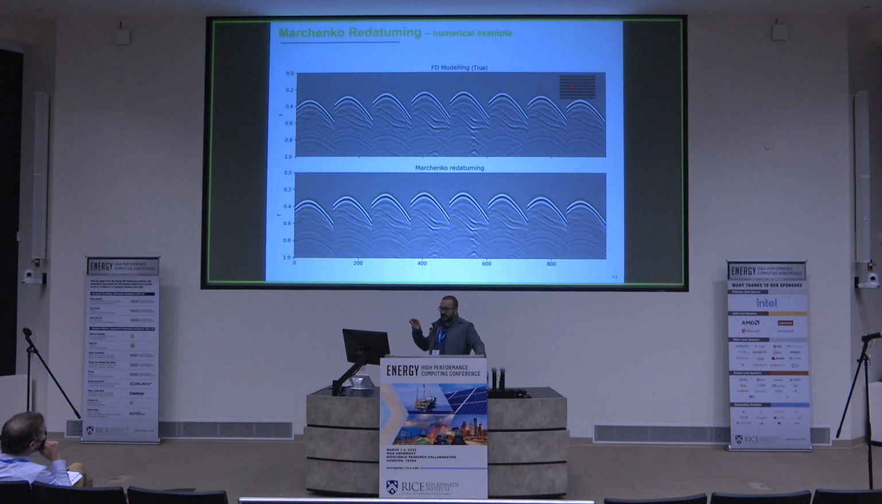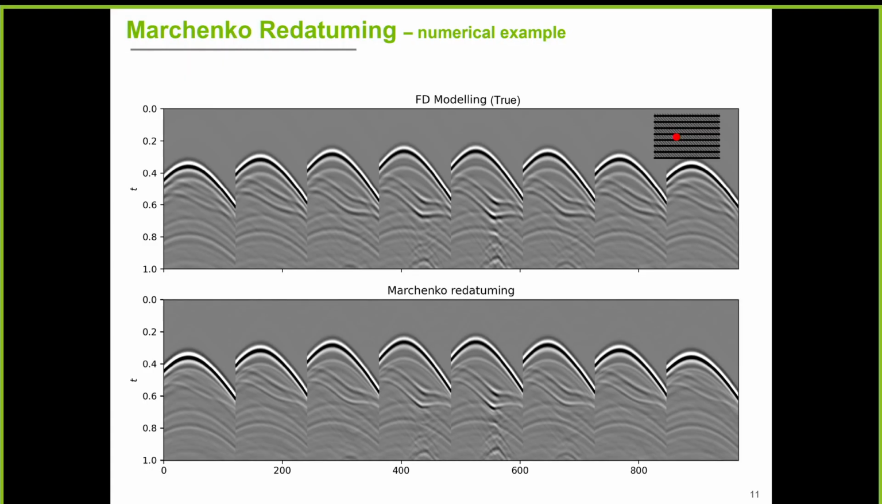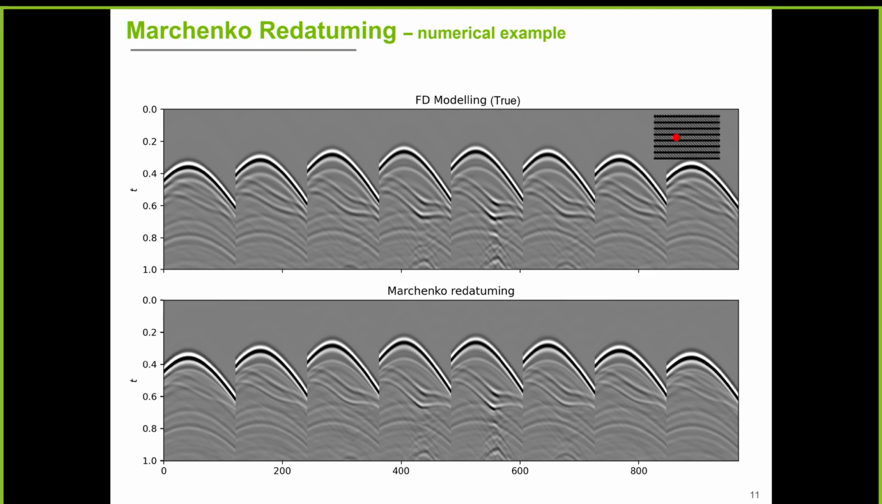On top, you see this plot showing the evolution of the wave in the y-axis. And the x-axis are those 8 lines that you see, 8 lines of receivers. So on top is the ground truth solution. And on the bottom is when we apply our Marchenko redatuming.